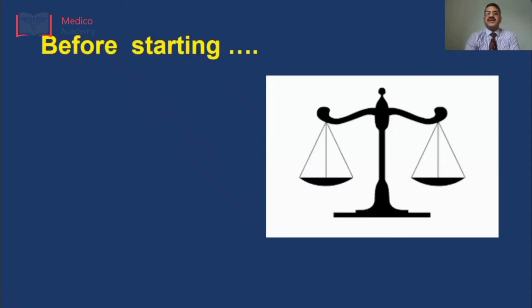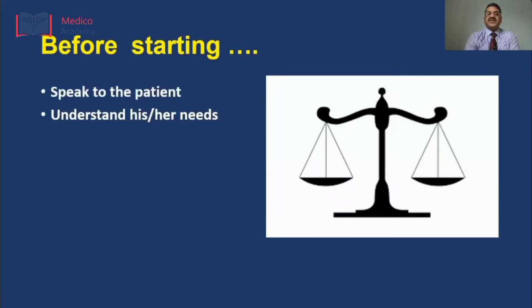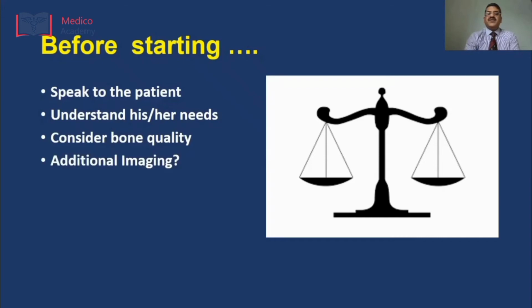Before starting, as a judge, you should be very impartial and should take these following parameters into account. Speak to the patient. Understand the patient's functional demand. Consider the bone quality. Decide on whether any additional imaging like CT scanner, etc. is required. Do a resource check. Do you have all the resources required to treat that particular fracture? For example, a complete inventory of plates, etc.